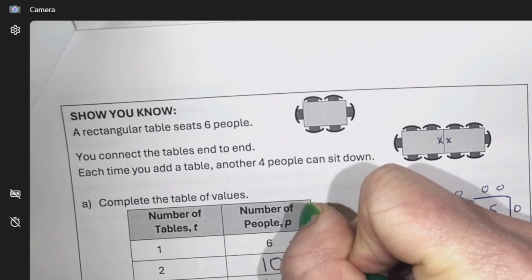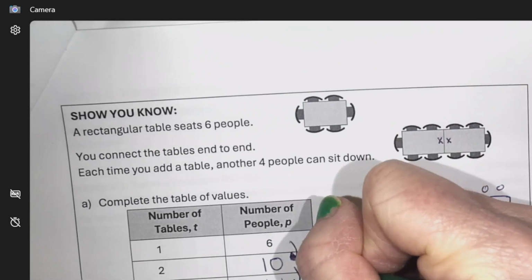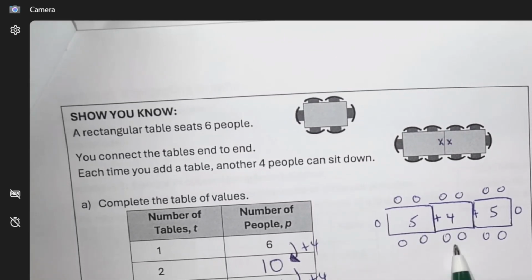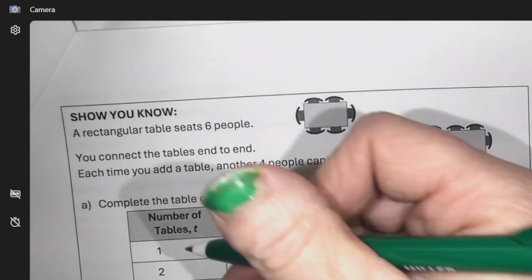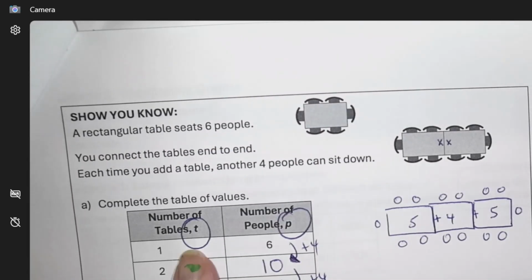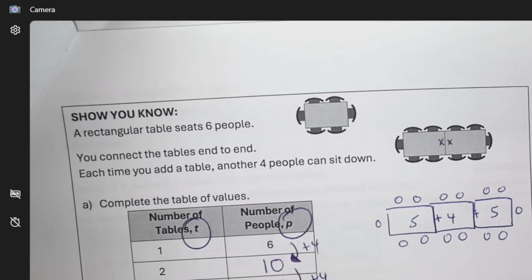Okay, have you observed a pattern? Plus 4 people every time. Here's why. Because it's like adding a middle. And look at my middle table. I can only ever put 4 people at a middle table, right? Okay, so if I was to add another table to this, I'm going to get 18 people. Okay, so we're going to write an equation. Your equation has to contain a T and a P.